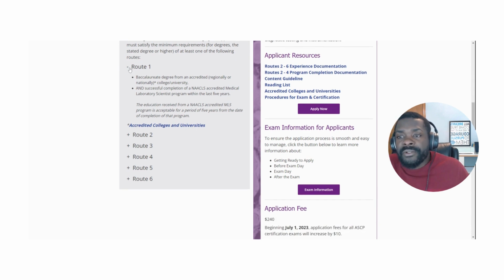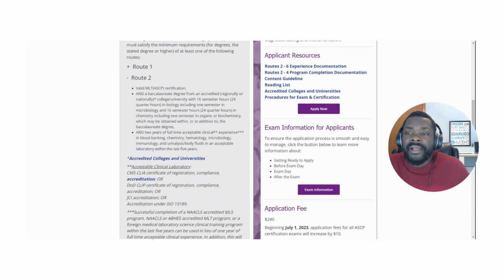All right. Now let's go to route 2. So route 2, here's what you need. For route 2, you have to be a medical laboratory technician who is trying to become a medical laboratory scientist. That's sort of what it looks for. So first of all, it wants to make sure you have a valid MLT ASCP certification. You should have sat for it at some point. Second, you have a bachelor's degree.